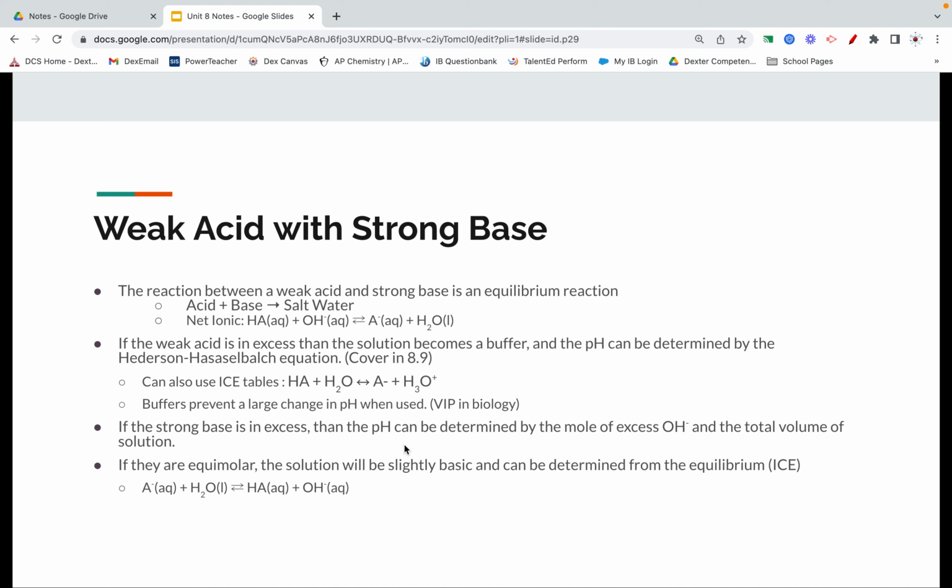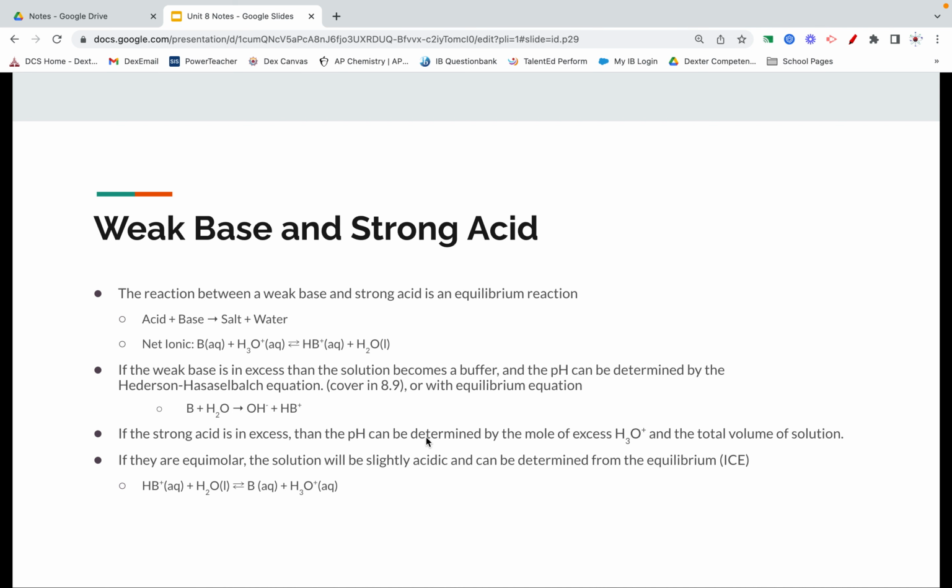So it's going to be important to know which one of these equations we're going to use depending on whether we have excess acid or excess base. And remember, we're first doing dilutions to figure out which one is in excess. So, weak base, strong acid, same exact thing, just a similar concept, just reversed, where the weak base is in excess. We can use the Henderson-Hasselbalch eventually, and if the strong acid is in excess, the pH is determined by the acid, and then if they're equal, it's going to be an equilibrium with the focus on the acid.